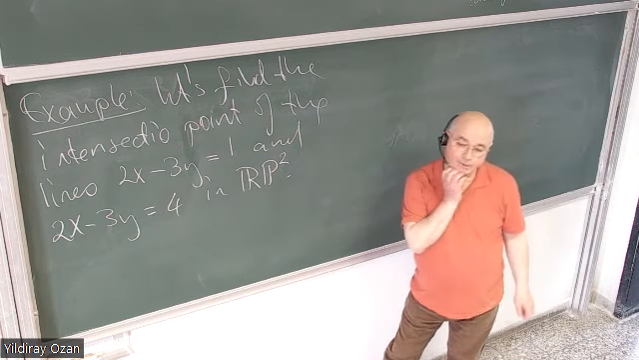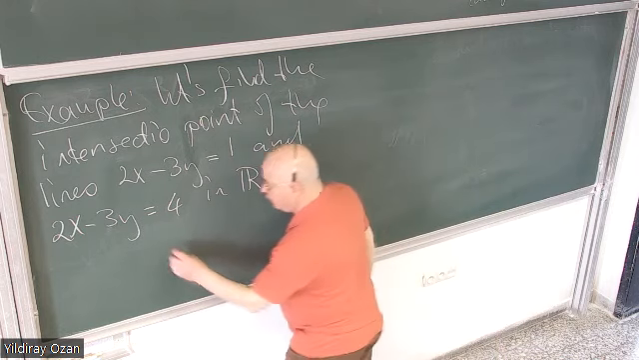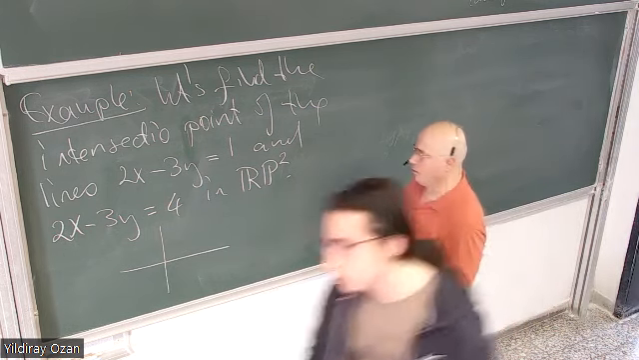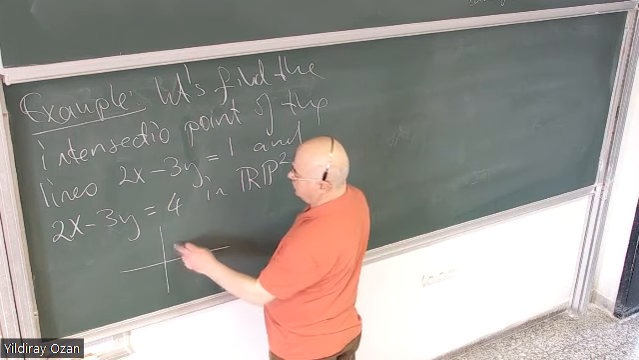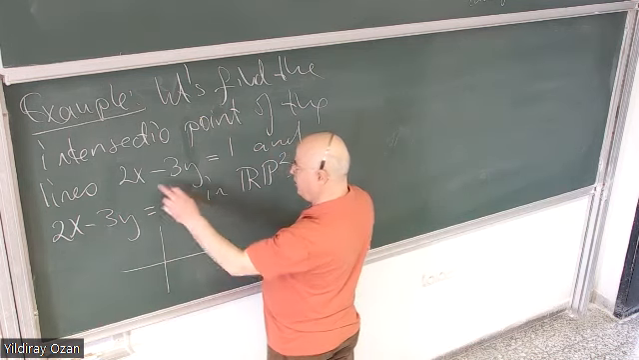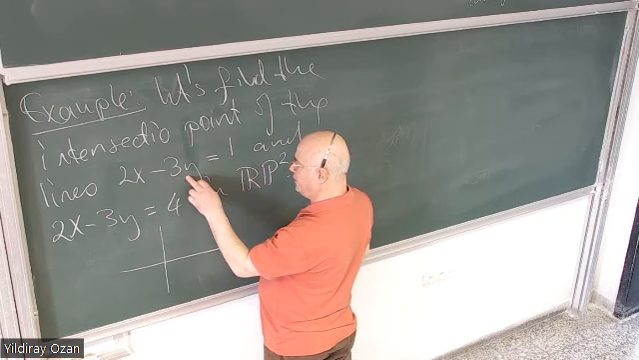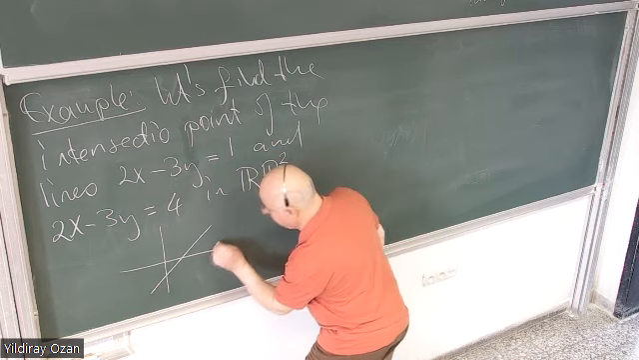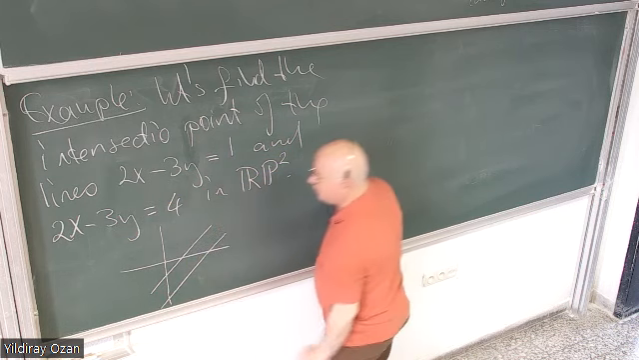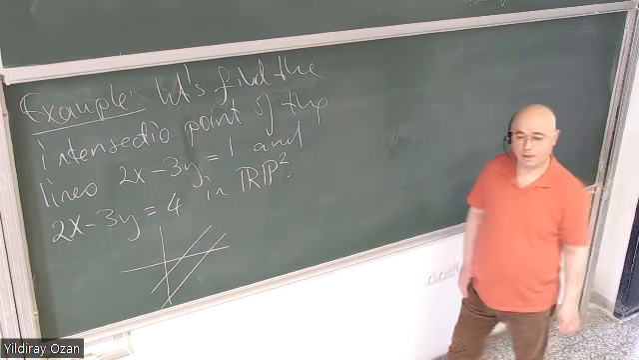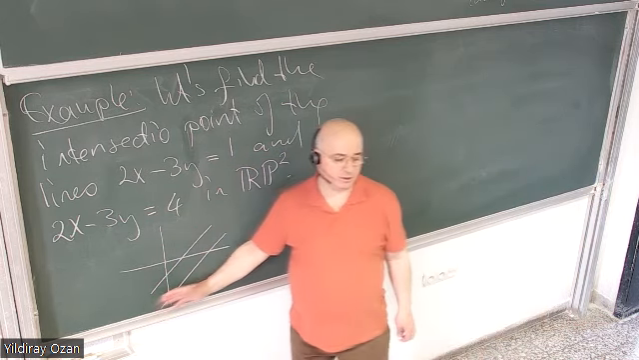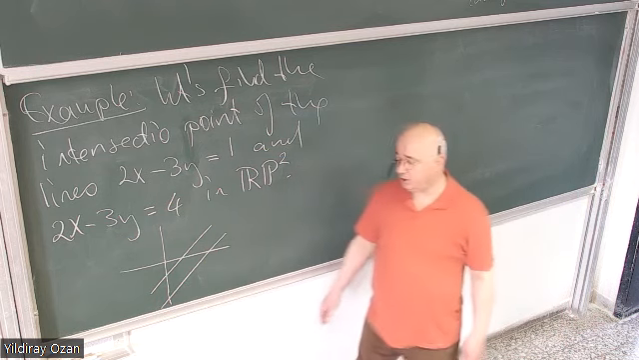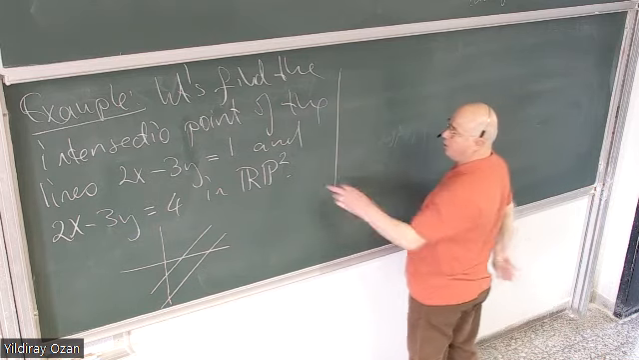Bunlar standart düzlemde line'lar. What kind of lines these are in R2? Şöyle bir şey. Diğeri de şöyle. Right. Just two lines. They do not, of course, intersect in the usual plane. They are parallel. But we know that in real projective plane, they have to intersect. How can we find the intersection point?